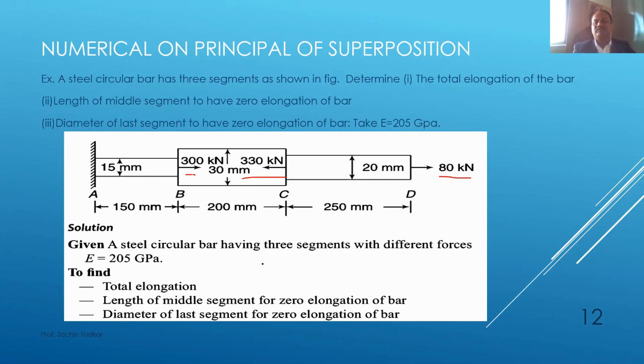Now we'll first write the given data. A steel circular bar having three segments with different forces and different diameters. E is given as 205 GPa. Now we have to find the total elongation. We have to find the length of the middle segment for zero elongation of the bar. So if we increase or decrease the length of this particular segment, the total elongation will be zero. And the diameter of the last segment for zero elongation of the bar. So if we change the diameter of this particular segment, then also we'll get the elongation as zero. That we are going to solve.